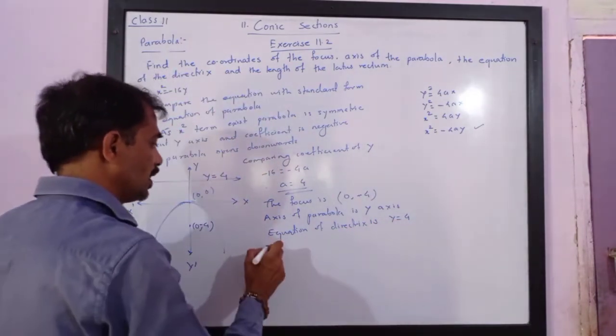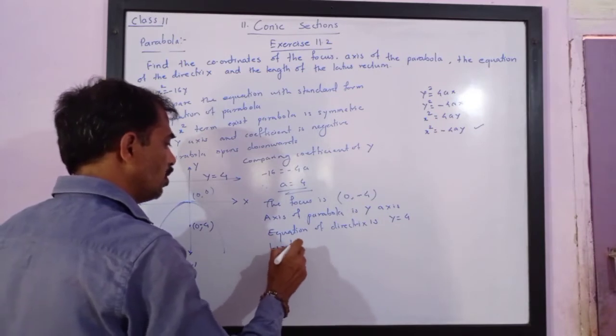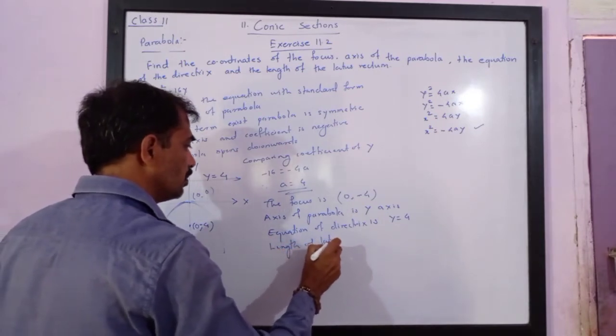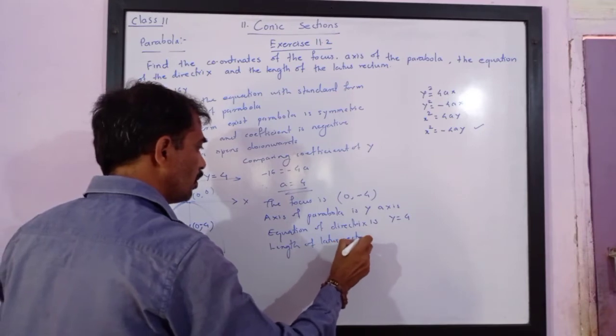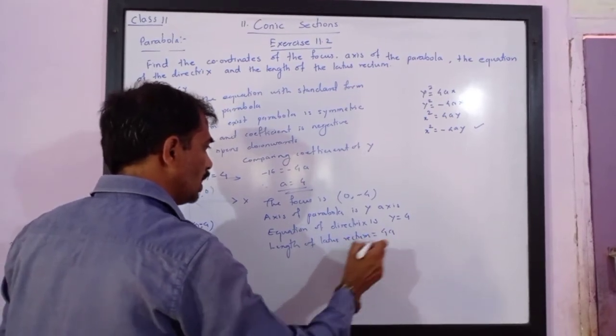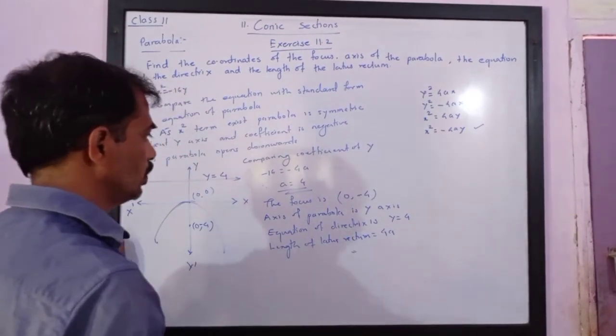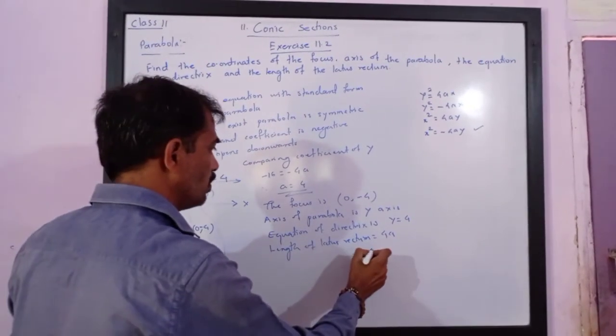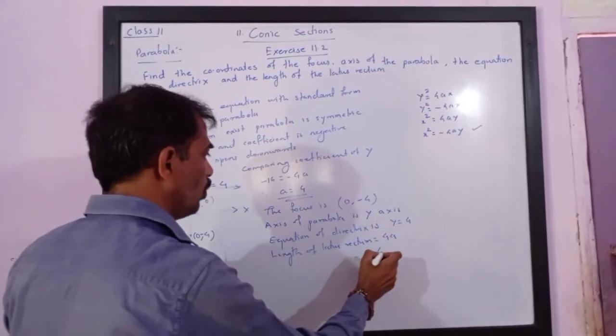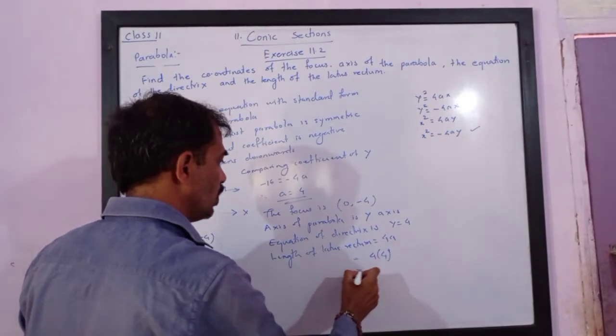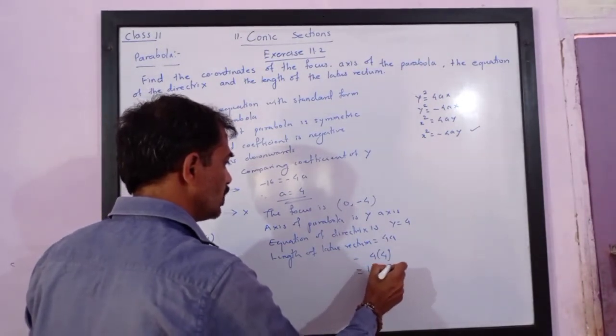And length of latus rectum is equal to 4a, that is equal to 4 times 4, that is equal to 16 units.